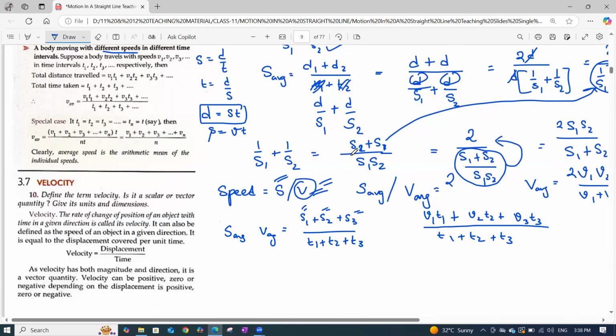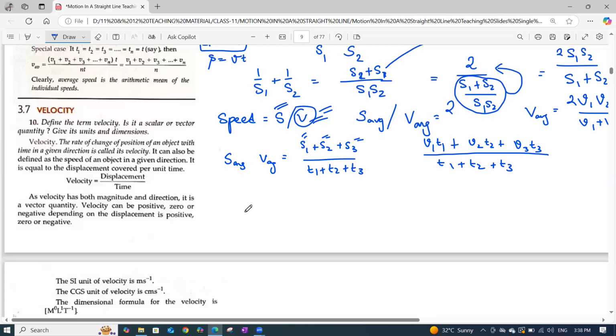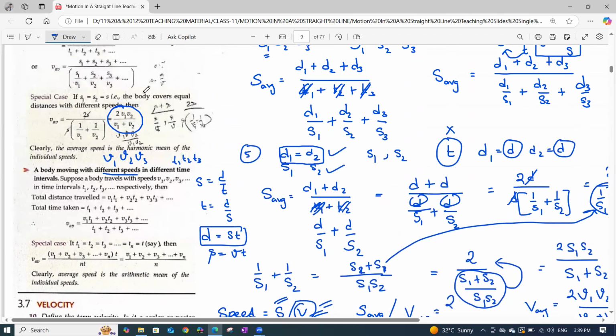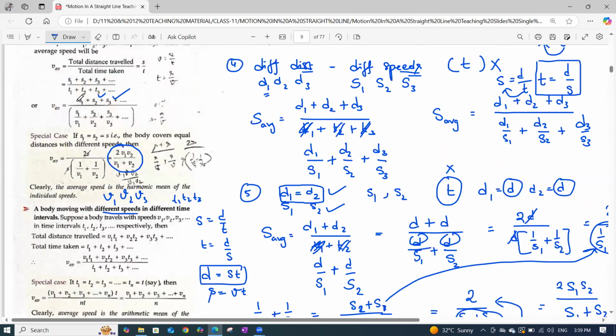Next topic is velocity. What is meant by velocity? Already we know speed is equal to distance by time. Now velocity v is equal to displacement by time. If you remember, I told you distance can be represented with the letter d and displacement is represented with the letter s. But in this situation, whenever we are seeing distances, they are represented with the letter s.